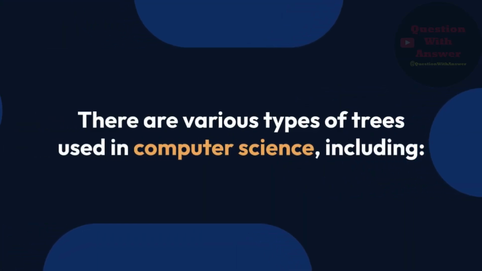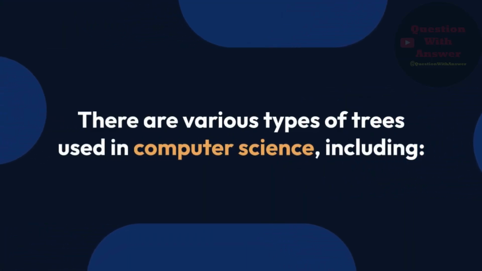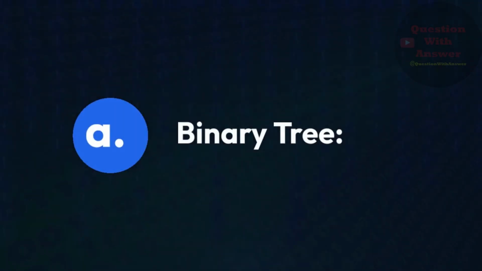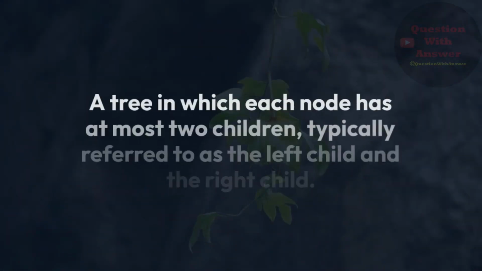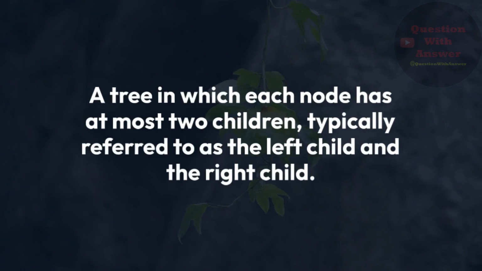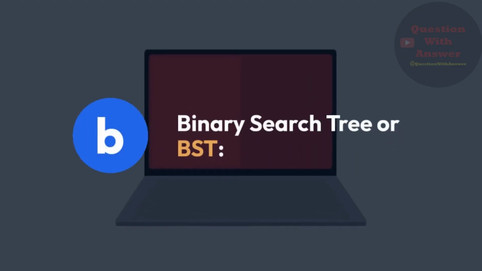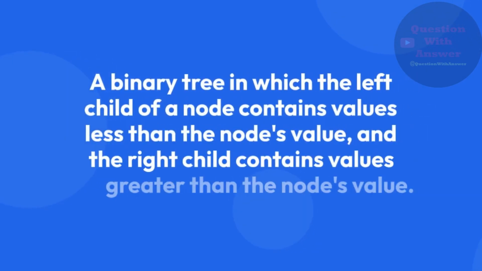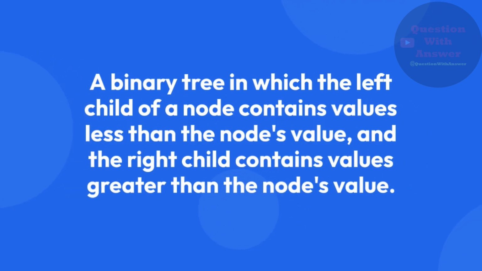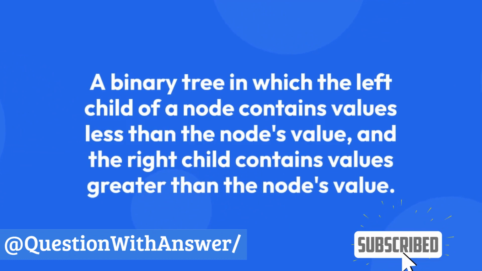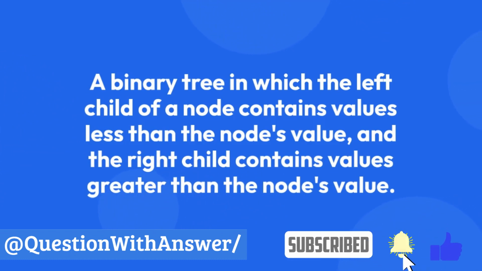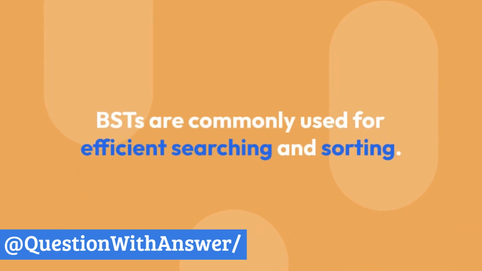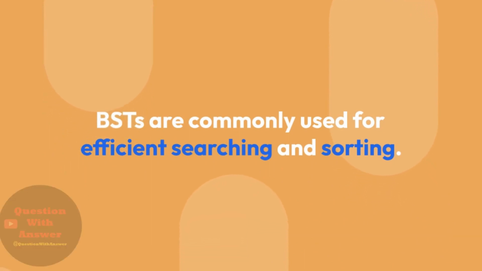There are various types of trees used in computer science, including: A. Binary tree. A tree in which each node has at most two children, typically referred to as the left child and the right child. B. Binary search tree, or BST. A binary tree in which the left child of a node contains values less than the node's value, and the right child contains values greater than the node's value. BSTs are commonly used for efficient searching and sorting.